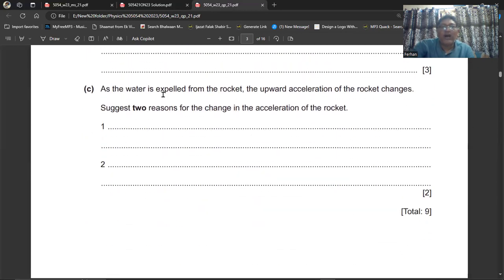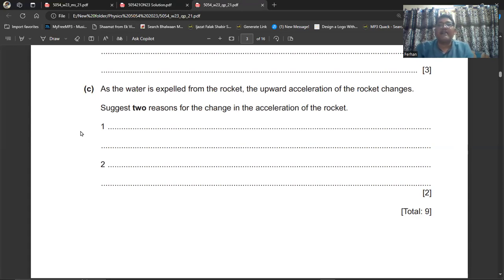Okay, so question number one, C part, is a 2 marks question. It says, as the water is expelled from the rocket, the upward acceleration of the rocket changes. Suggest two reasons for the change in the acceleration of the rocket. As the rocket starts moving, its speed changes, and when the speed changes, the air resistance acting on the rocket changes. Due to that, the acceleration of the rocket will change.